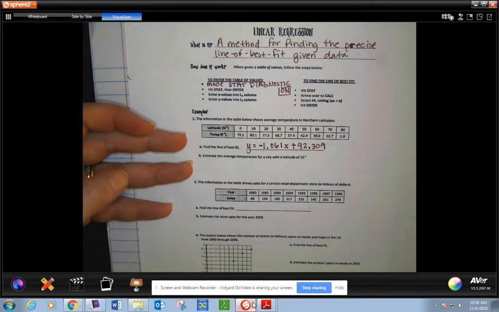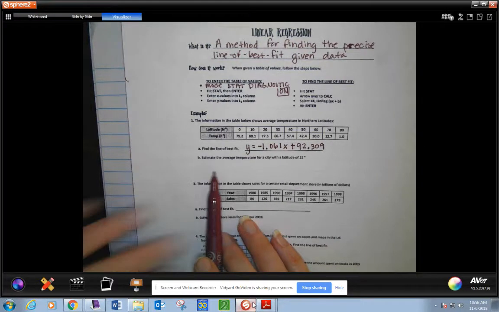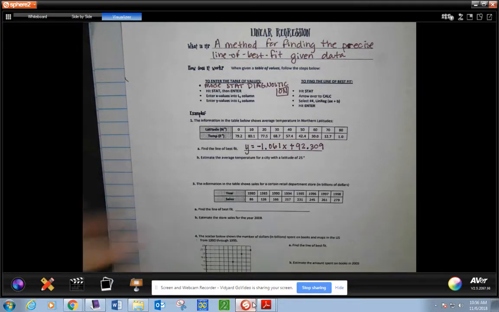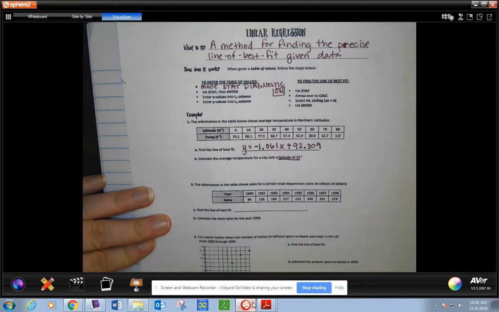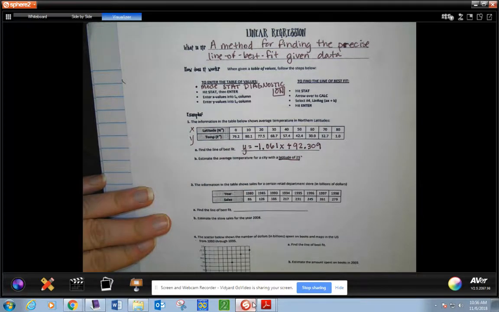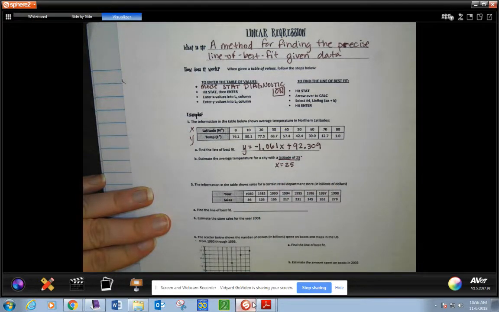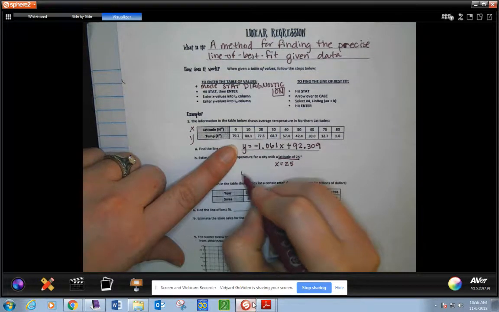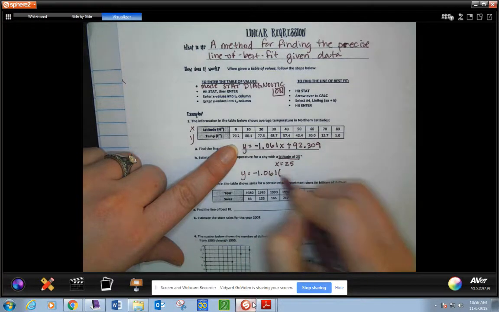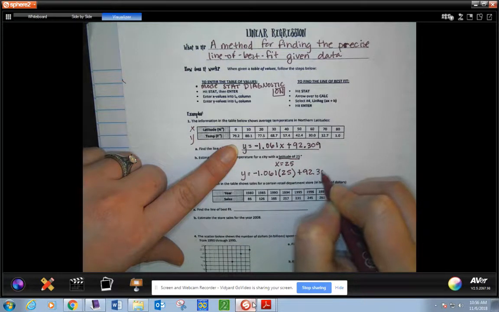Okay, now that you have your equation, your line of best fit, what you're going to do is read the next question. It says, estimate the average temperature for a city with a latitude of 25. Well, they gave me latitude of 25. So go back up to your table, and is latitude X or is latitude Y? Well, latitude is X. So we know that X is 25. So you're going to take this equation that you have, and we're going to do Y equals -1.061, but instead of X, we're going to put 25, plus 92.309.